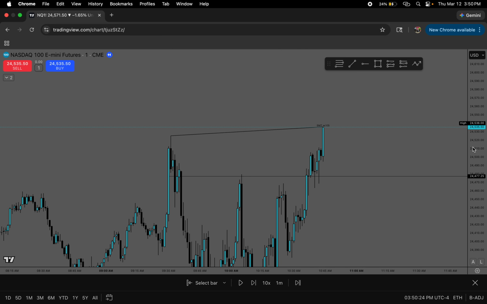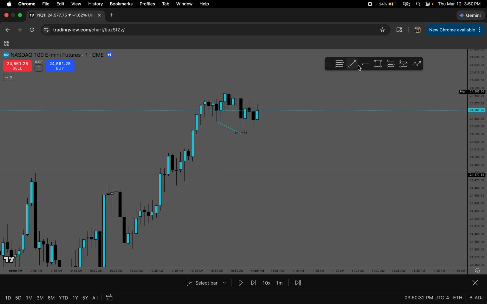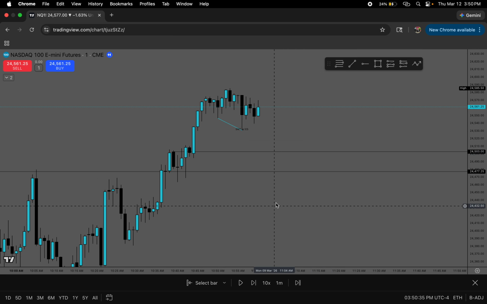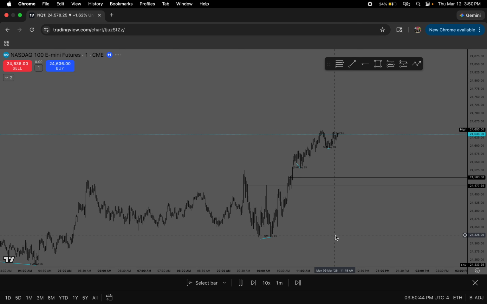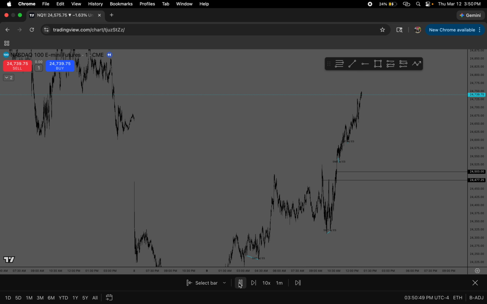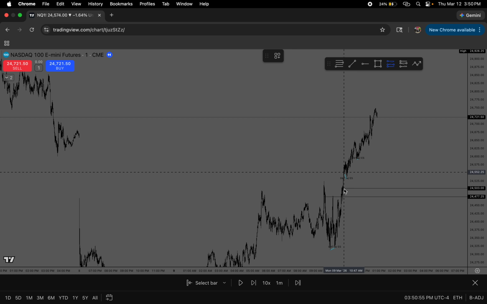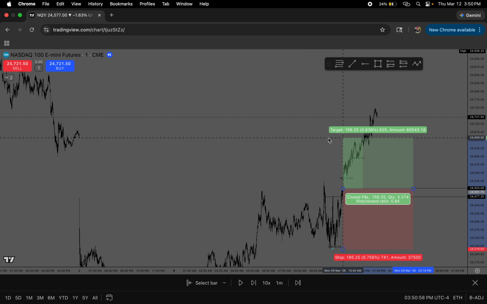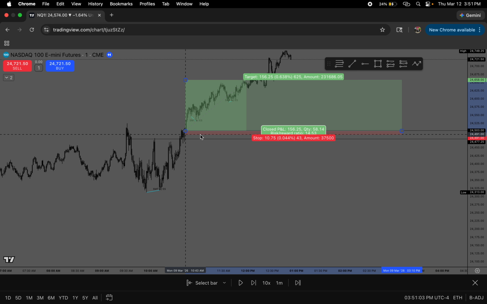You could have entered off of that gap, or you could have entered off of this. You could have targeted the gap fill, to be honest with you. To really target all this up here is just crazy. Let's just say you entered on the retest here to fill the gap, you would have got 150 points, just based off of order flow, not any other mechanical approach.